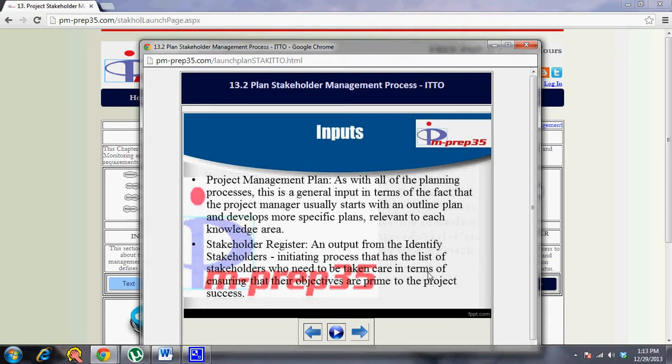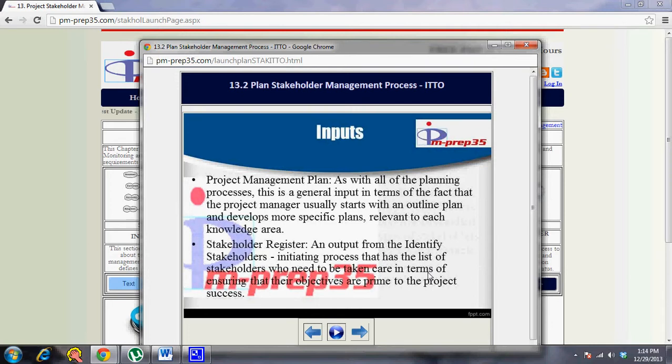The main inputs for this process are, first, the project management plan. As with all of the planning processes, this is a general input, in that the project manager usually starts with an outline plan and develops more specific plans relevant to each knowledge area, because the stakeholder management plan is also a subsidiary plan. So you start from your project management plan and build relevant, specific information for the stakeholder management process.